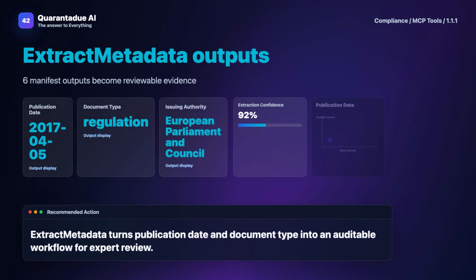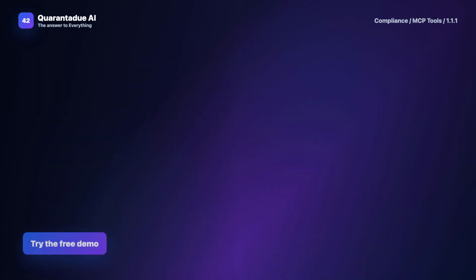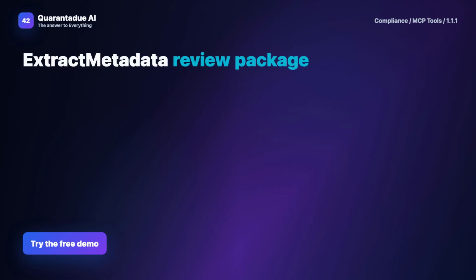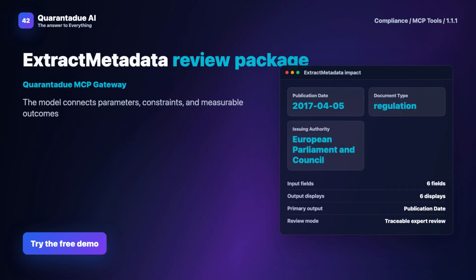Extract Metadata returns structured outputs such as publication date, document type, issuing authority, extraction confidence, and extraction confidence matrix. These outputs are designed to support review, reporting, comparison, and follow-up actions. The value of Extract Metadata is not just automation, it is a controlled way to turn repeated compliance work into a documented business process with clear inputs, transparent logic, and reusable outputs.